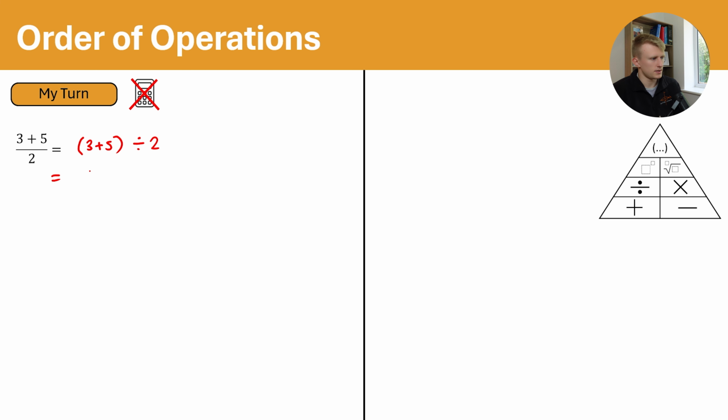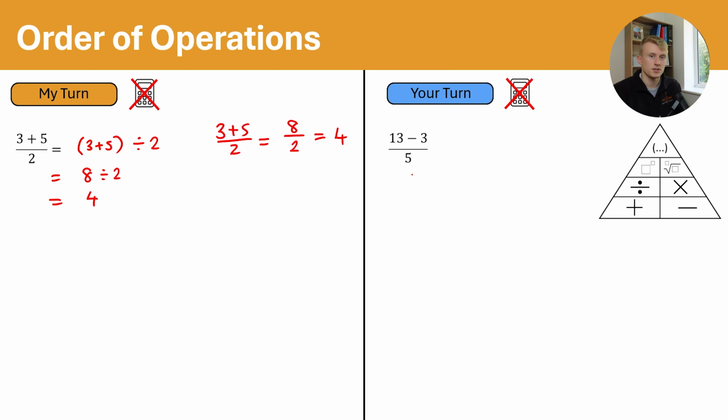Now 3 add 5 is 8, and then divide that by 2. Well, 8 divided by 2 is 4. The other way I could write it is like this. I could deal with my numerator first, so I'll do 3 add 5 to give me 8, and then over 2, and just keep it as a fraction. 8 over 2 is 8 divided by 2, which is 4. So my preference would be the second way of doing that, but I just wanted to show you the first way as well. Pause the video and give this question a go.